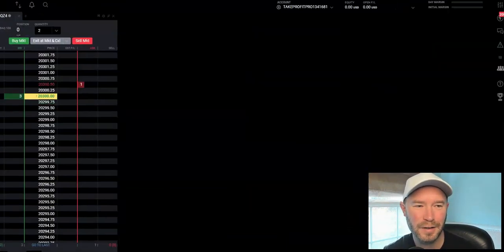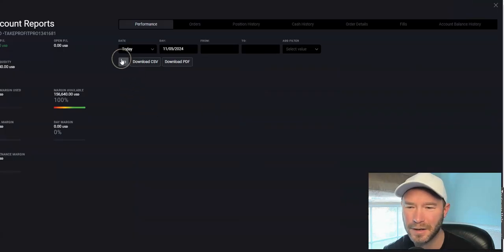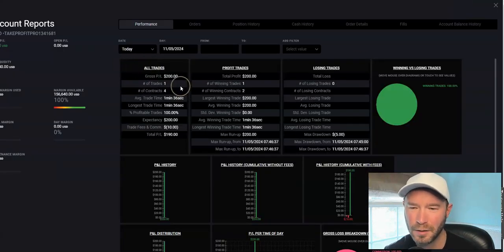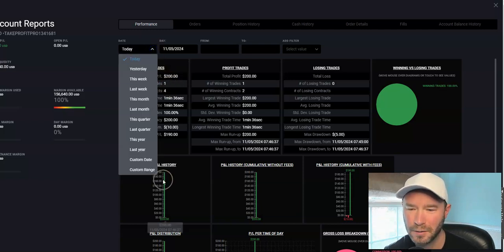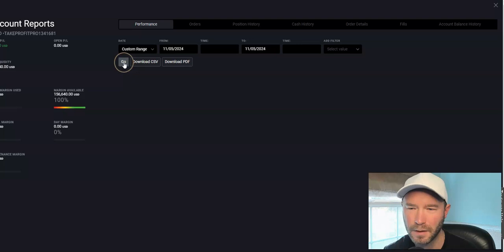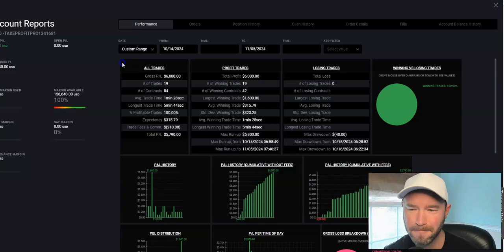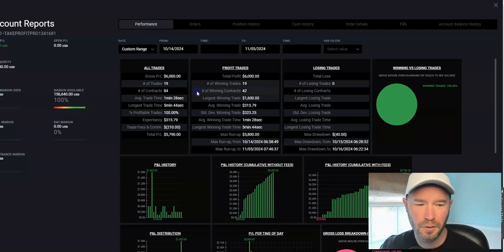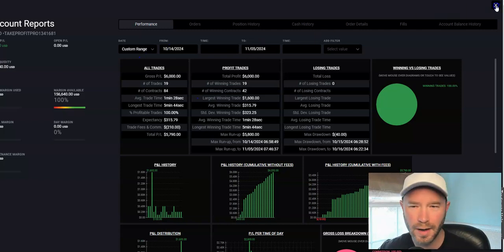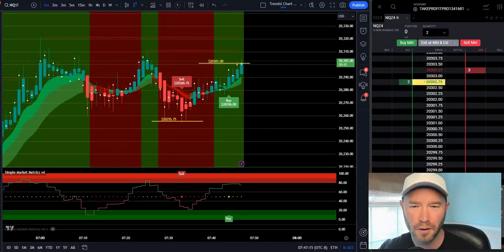Showing you guys here transparency. I'll go over here to the account. This is my live funded account here with Take Profit Trader, here this morning, $200 profit, one trade. So if we go ahead and update this, let's go back to a custom range of actually October 14th and today, and this should actually update to 19. 19 wins, 0 losses, $6,000 profit so far. So I'm just going to keep going and see how many days I can actually do this in a row, and you guys can see transparency of everything, every win, every loss that I incur on this account.